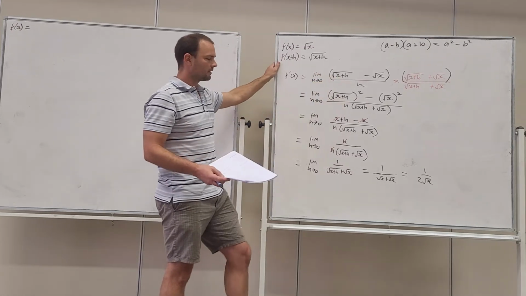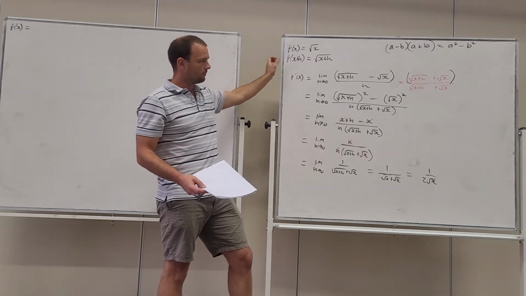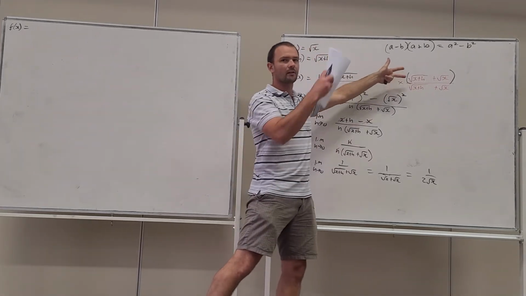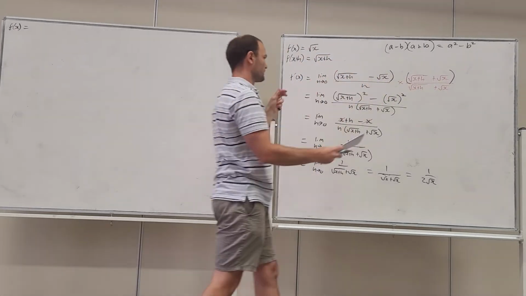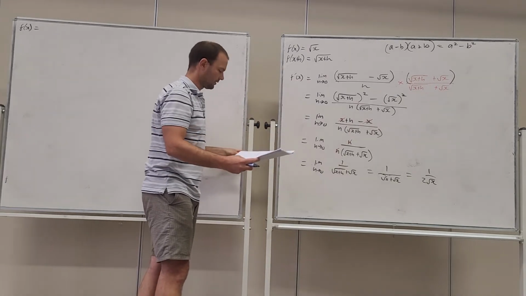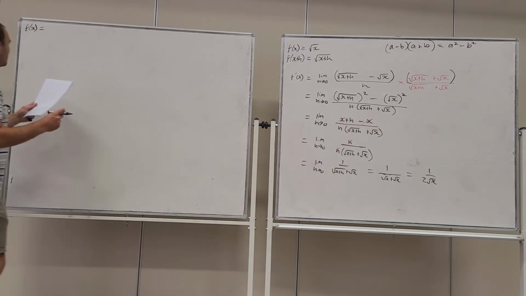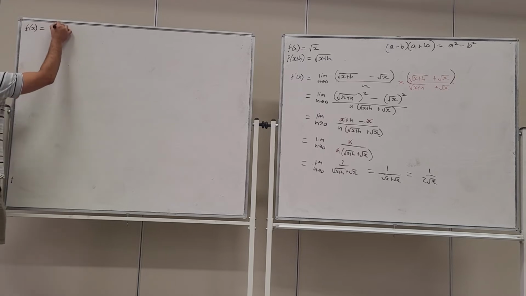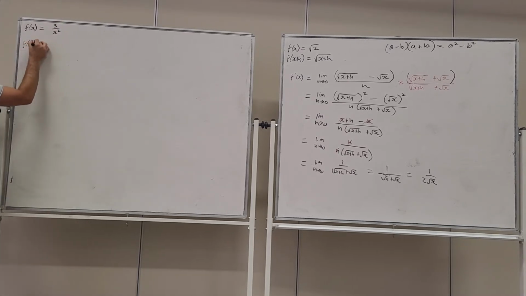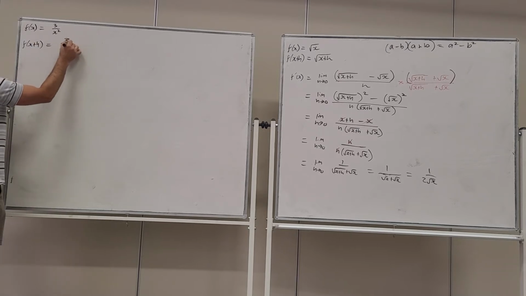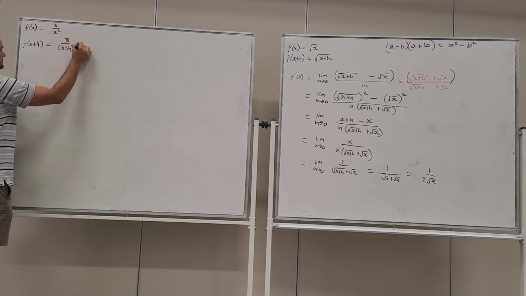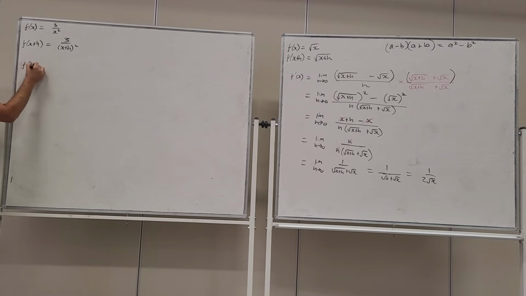That is something that, now that I've taught you, now you know how to do first principles involving roots. So it's not something we would surprise you with. That would be very nasty. All right, so we've got f of x is 3 on x squared. F of x plus h is going to be 3 on x plus h squared. Okay, so let's put in the formula.